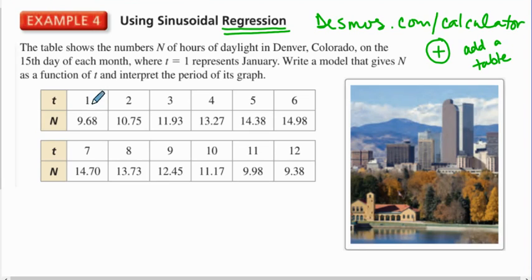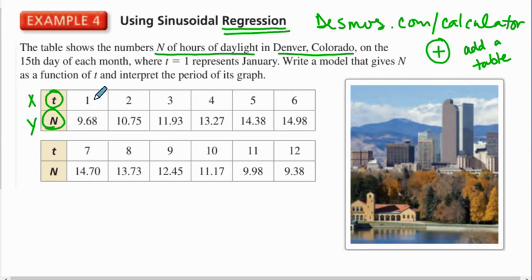Okay, and then you can type in all of these values. Type your t's as your x's and the n's as your y's. But what do the t's and n's stand for? This table shows the number of hours of daylight in Denver, Colorado. So this is hometown, right? On the 15th day of each month, where t equals 1 represents January.